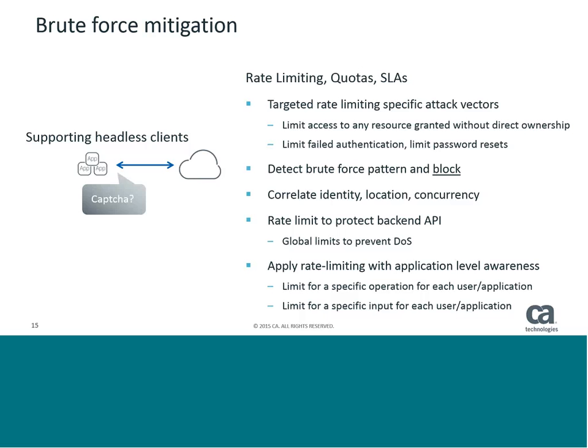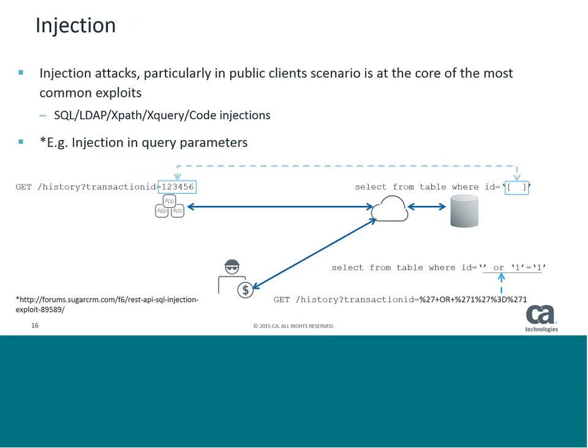Rate limiting to protect backend APIs. As I said, when you have a mass number of attacks like DDoS and all that, understanding that kind of pattern and making sure that you're limiting the rate at which the APIs can be called prevents this kind of an attack as well. And then injections, very common, age-old type of attacks.